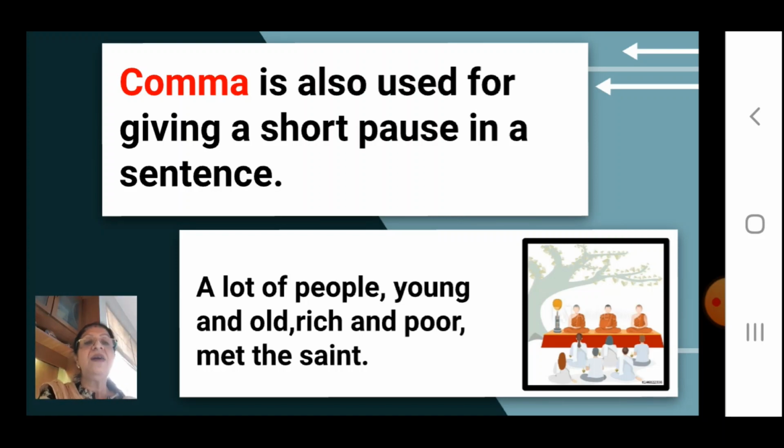So there are a few pauses. That's the reason we have put commas there. Again, I repeat, a lot of people, comma, young and old, comma, rich and poor, comma, met the saint. And how do we read it again? A lot of people, young and old, rich and poor, met the saint. Right?